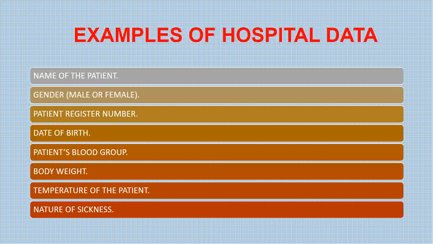Date of birth is a very common data. Even in the school data, date of birth is important. In the education data, date of birth is equally important. In hospital, even in sports data, they always request for the date of birth, which shows that date of birth is a vital data in many fields. The blood group, the body weight, the temperature, even the nature of the sickness. Is it COVID-19? Is it typhoid or just malaria? All these things constitute hospital data.